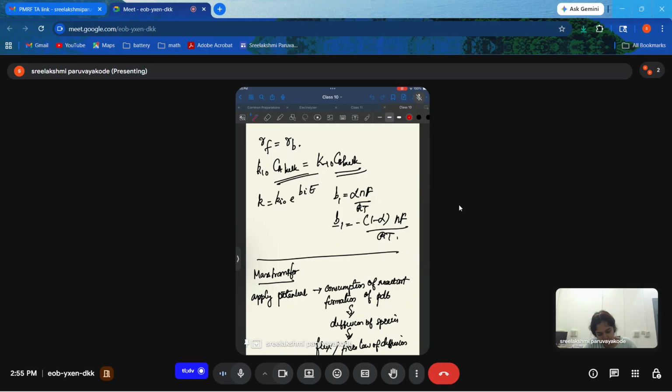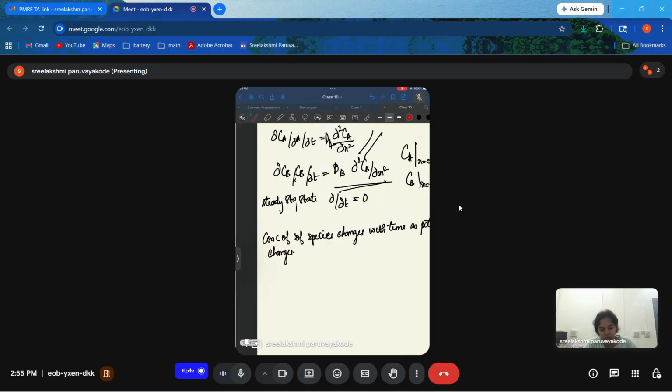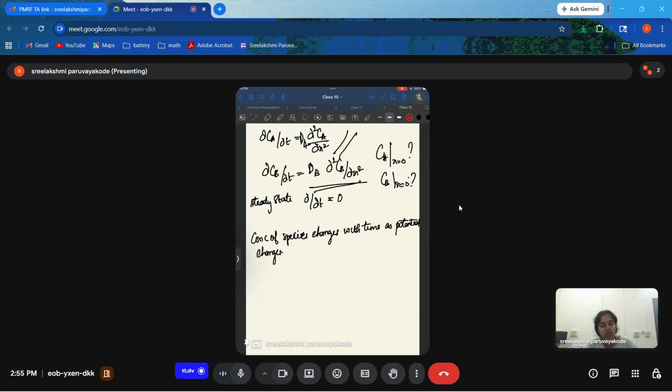And yes, what we saw is that when we apply potential, there is consumption of the reactant, product formation occurs, and diffusion of species. This involves a flux, or Fick's law of diffusion, which says dC_A by dt is equal to D_A d squared C_A by dx squared. For the product, dC_B by dt is equal to D_B into d squared C_B by dx squared. In steady state, we can say that the change in concentration with respect to time is zero.